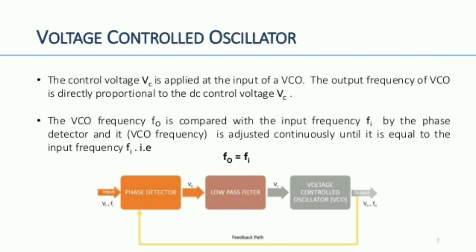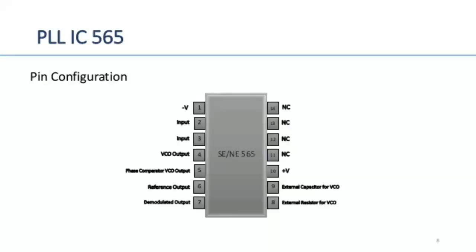Then that low pass filter filters the higher frequency noise signals and allows only the low frequency signals to the output side. The output of this low pass filter is passed to the voltage controlled oscillator, that is the VCO, which adjusts the frequency of the signal. Then the output of this VCO is fed back to the input, and the cycle of the process keeps repeating. So this is the block diagram explanation of a PLL.